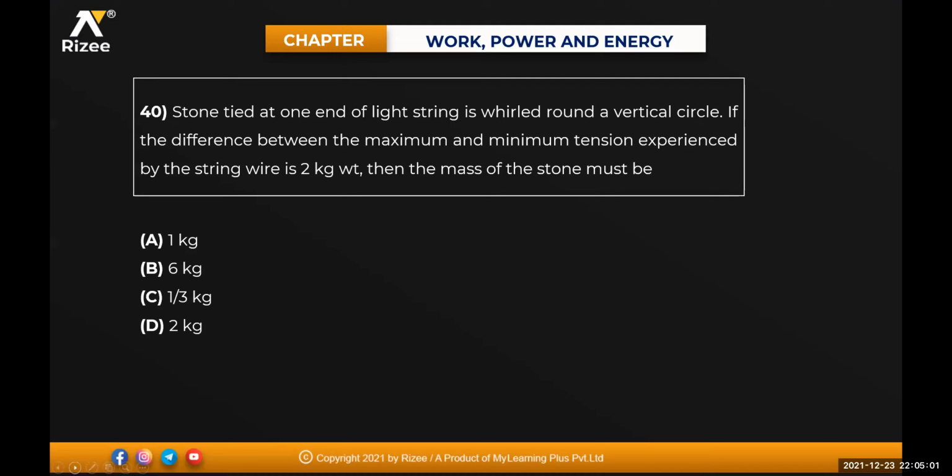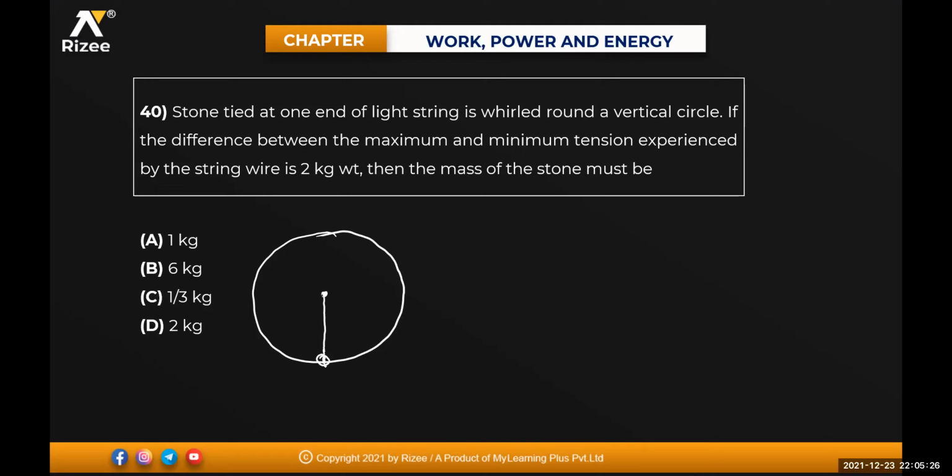Next one. A stone tied at one end of a light string is whirled around a vertical circle. If the difference between the maximum and minimum tension experienced by the string is 2 kg weight, then the mass of this stone would be equal to how much? Can anyone tell me the answer, beta? The stone is being tied like this, this is your vertical circle. Here it is being tied at one end of the string and is whirled in a vertical circle.